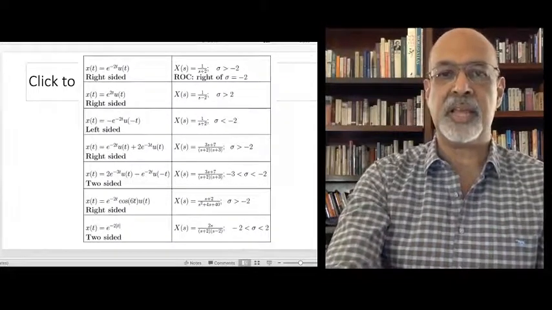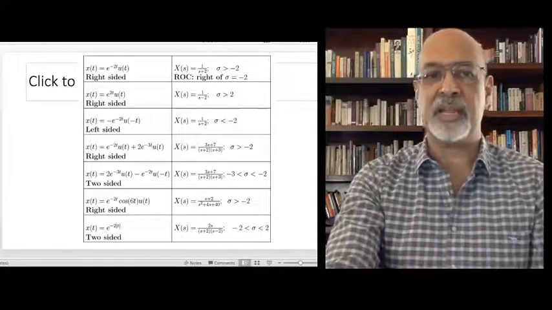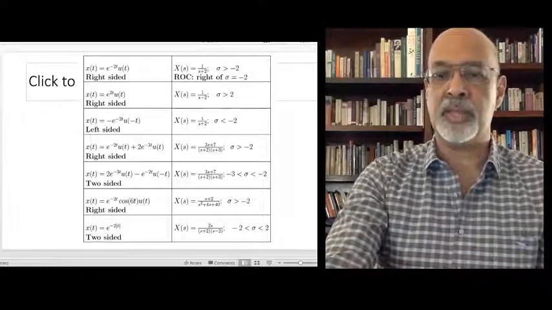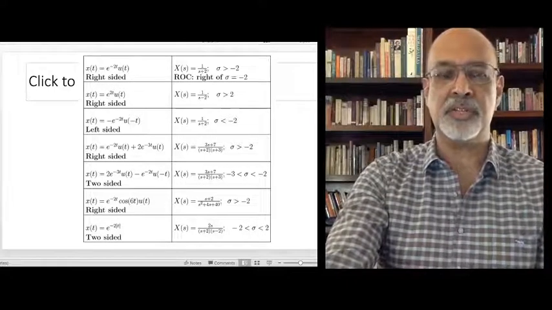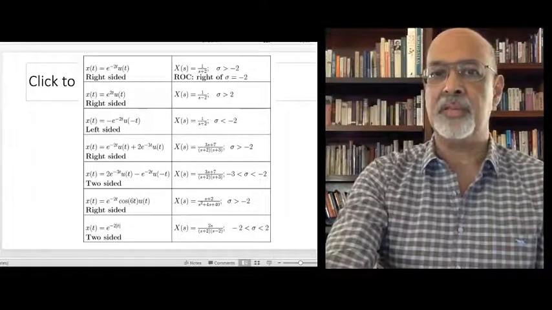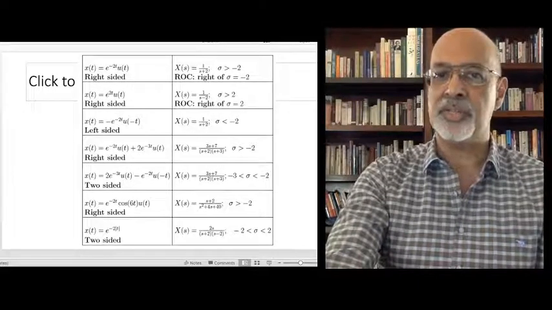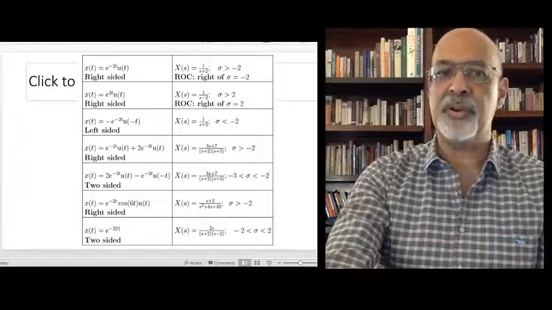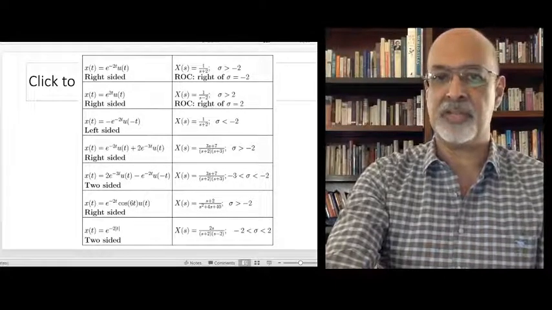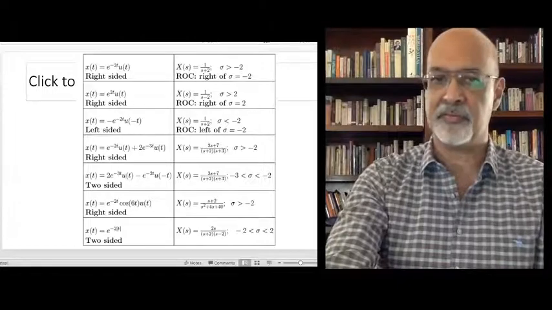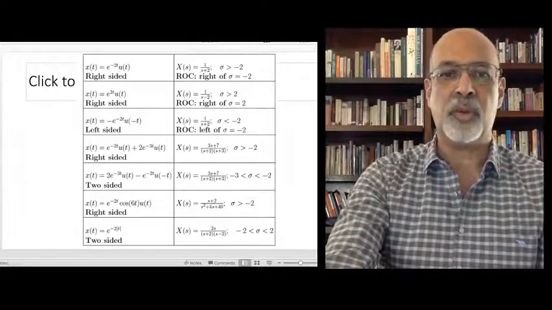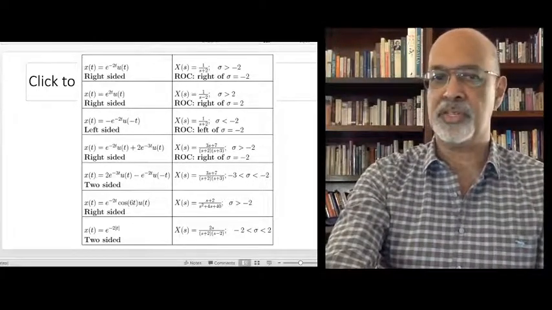And you'll notice that if you have a right-sided function, you end up with a region of convergence which is to the right of a boundary. So the first one is right-sided, the region of convergence is to the right. So is the second one. The third function is a left-sided function, and the region of convergence is to the left of a boundary. And the fourth one is right-sided, the region of convergence is to the right.